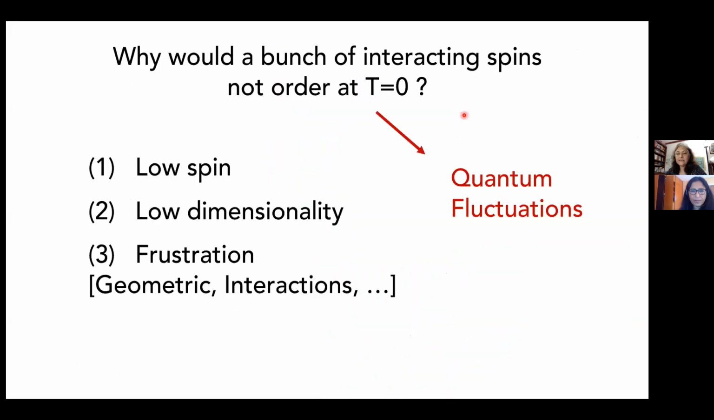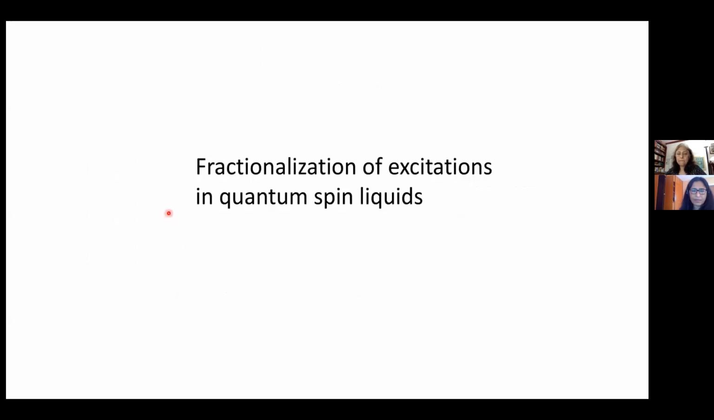as its low-lying excitations. Now you might ask, why would a bunch of interacting spins ultimately not order at 0 temperature? We have removed all the thermal entropy. And it ultimately comes down to quantum fluctuations that arise from the Heisenberg uncertainty principle. And these are enhanced once you have low spin, low dimensionality, and frustration effects coming either from geometry or from interactions. And these are all the factors that ultimately lead to sort of a disordered liquid state.